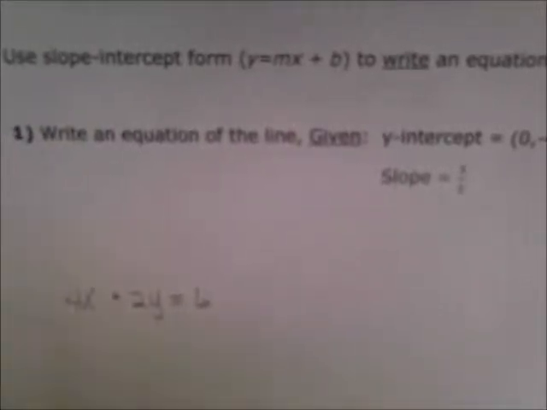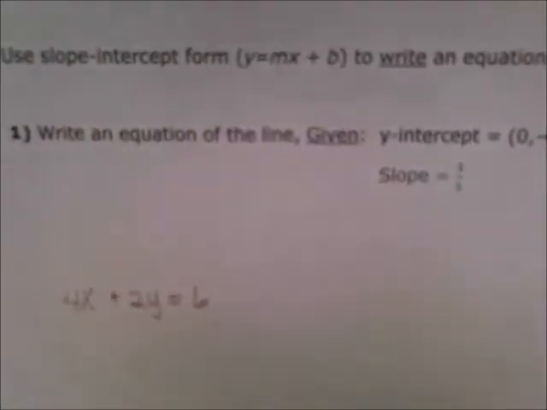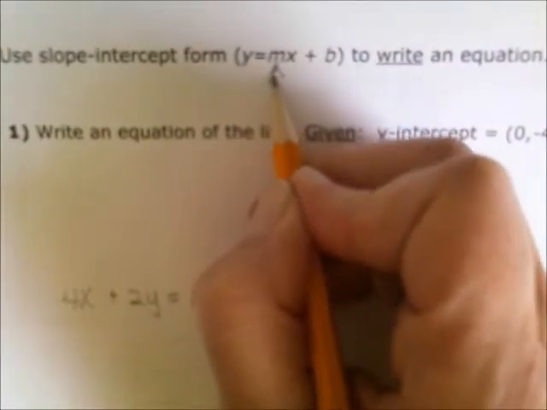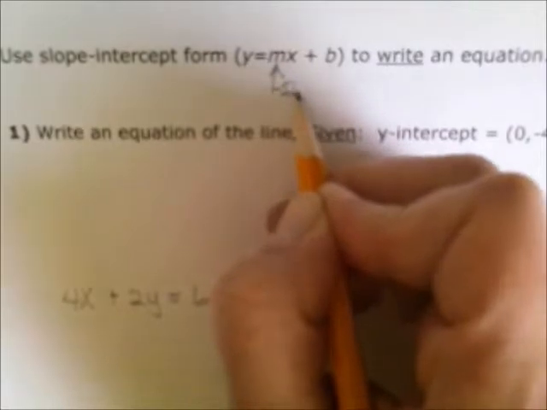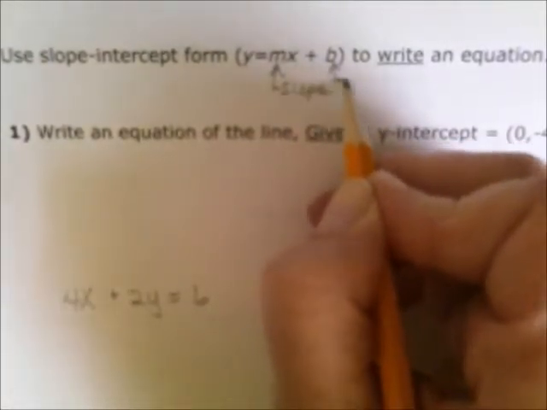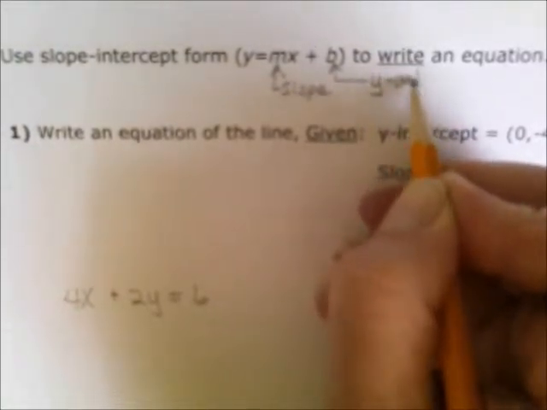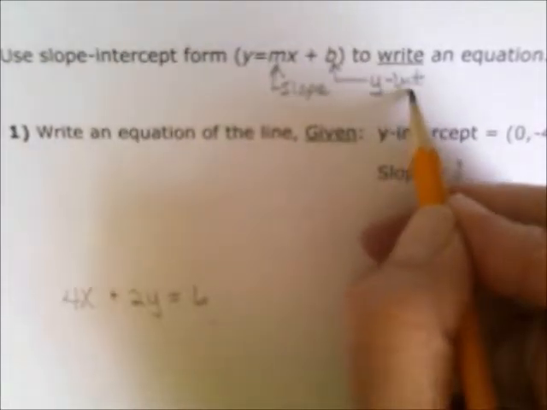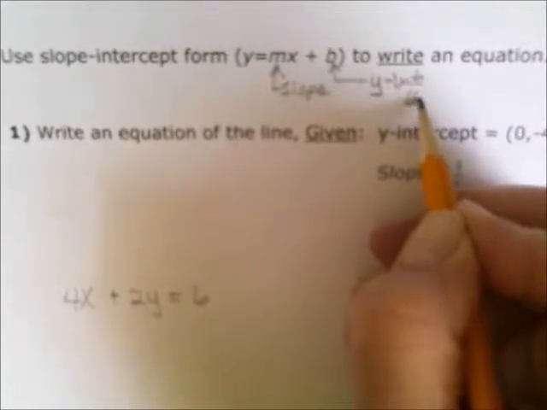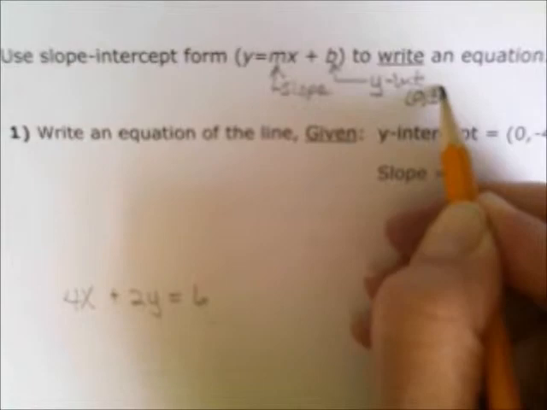So if we're going to use the slope-intercept form of the equation to write an equation, then we have to remember that m is the slope, and b is the y-intercept, which is the point where it hits the y-axis. So of course that point has to be the ordered pair (0, b), whatever b is.